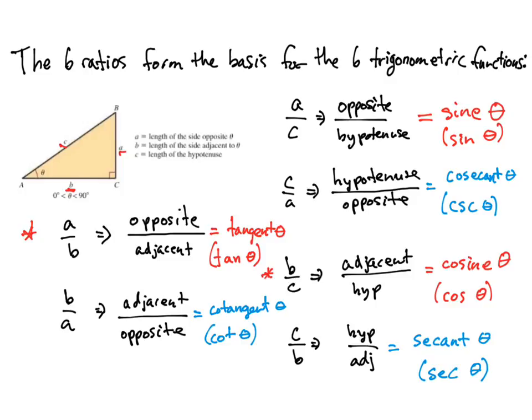So the ratios in red, we call these ones the primary trig functions, or trig ratios. The ones in blue we call the secondary trig functions or secondary trig ratios. And what you notice is that the blue ratios, cosecant, secant, cotangent, are all the reciprocals of the primary functions in red. So if we know the sine ratio, we can very easily get the cosecant ratio just by taking the reciprocal.